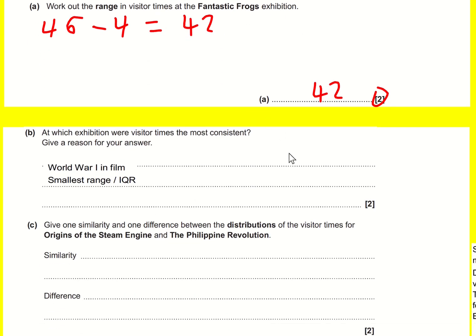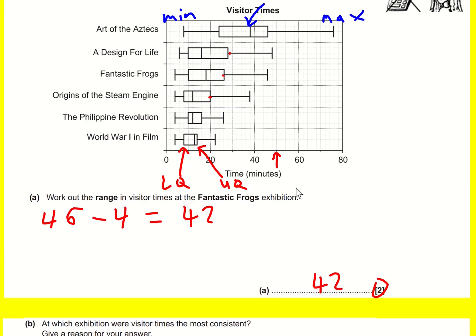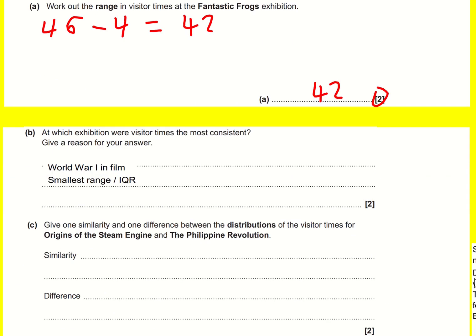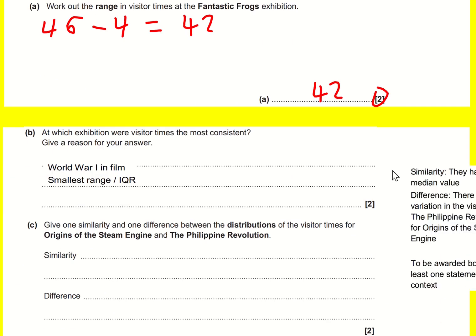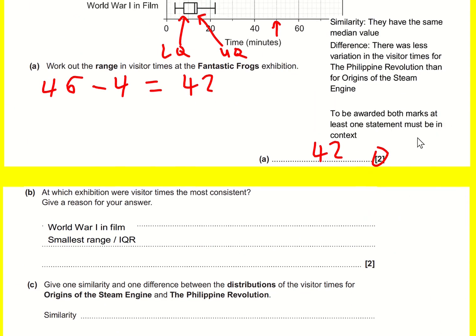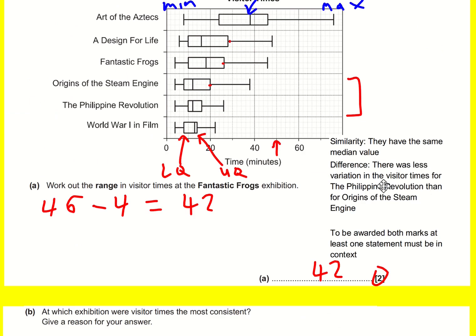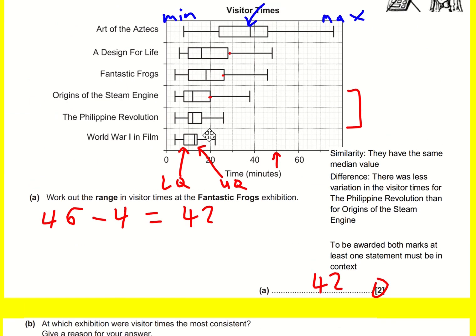Give a similarity and difference between the distributions of the visitor times for the origins of the steam engine and the Philippine Revolution. So these ones here, and there's numerous answers that you can give. You do need to give one of each. So here's some possible answers. They have the same median value. We can see that here. That's a good one.